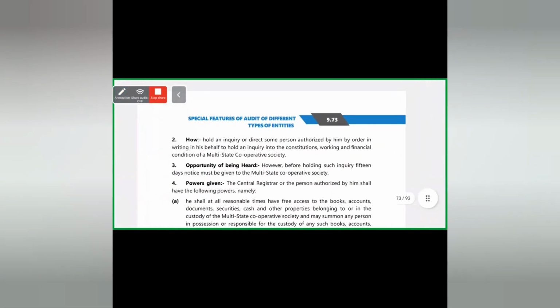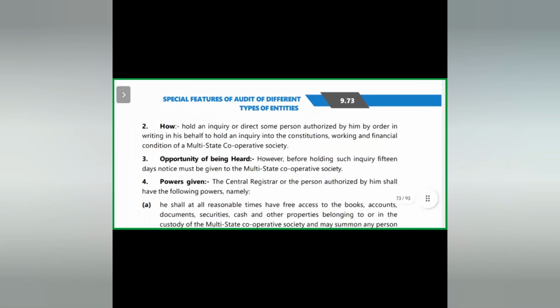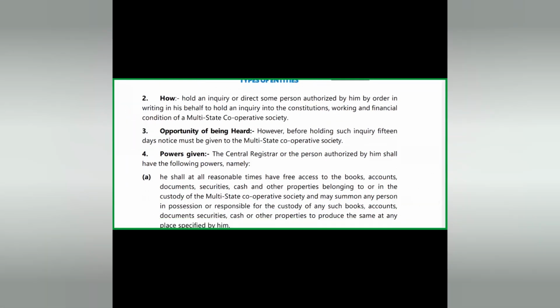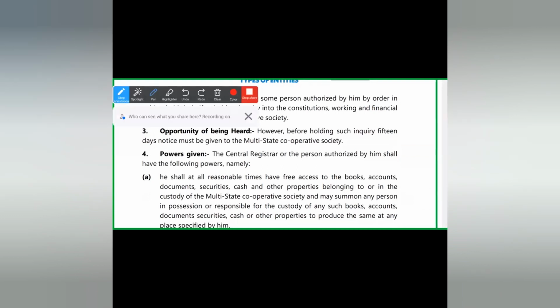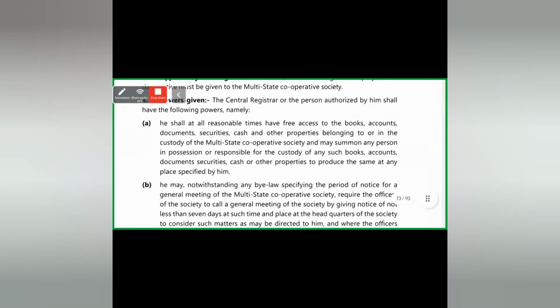How is this inquiry done? They hold an inquiry or direct some person authorized by them to inquire into the constitution, working and financial condition. Opportunity of being heard is also given here, so a 15 days notice must be given before holding such inquiry. The person who is authorized can at all reasonable times have free access to the books of accounts, and can summon any person in possession or responsible for the custody of any such books, accounts, documents, securities, cash, or other properties.